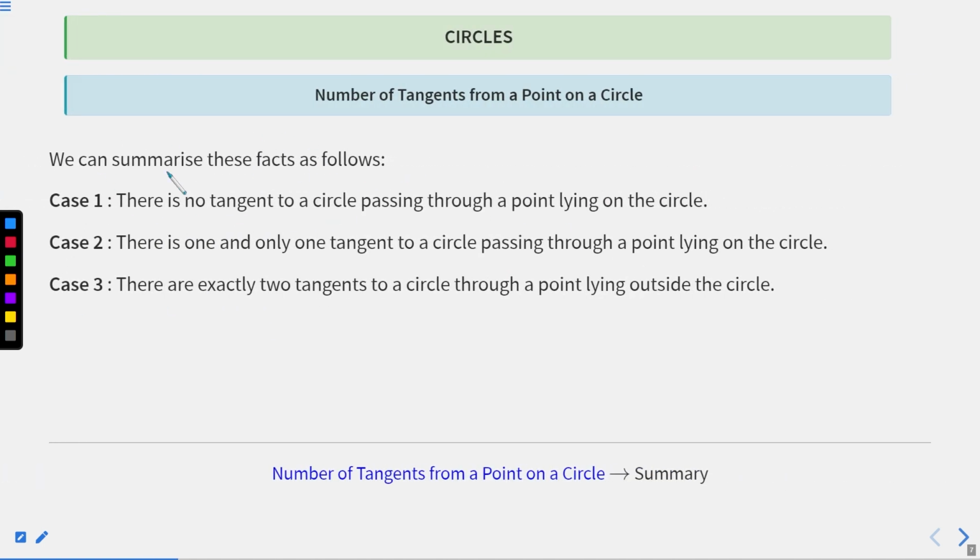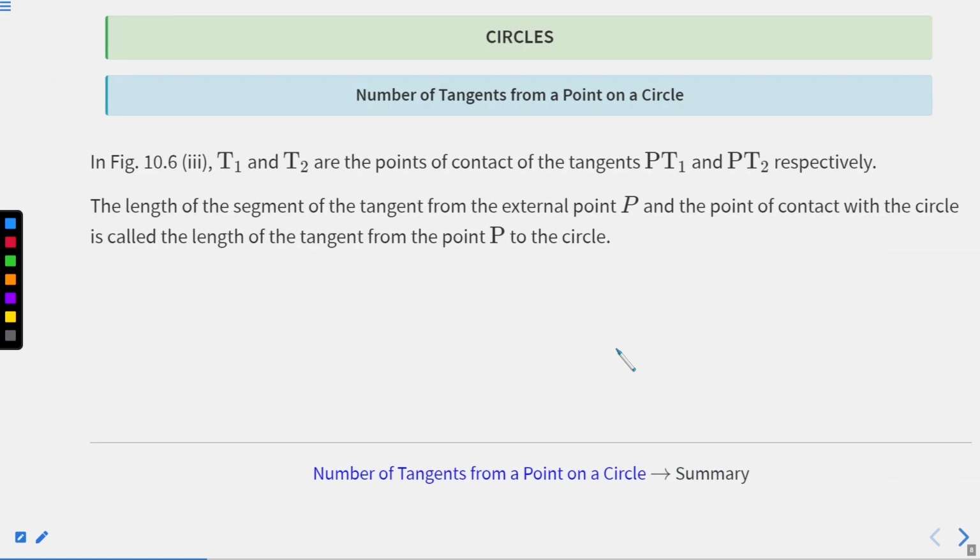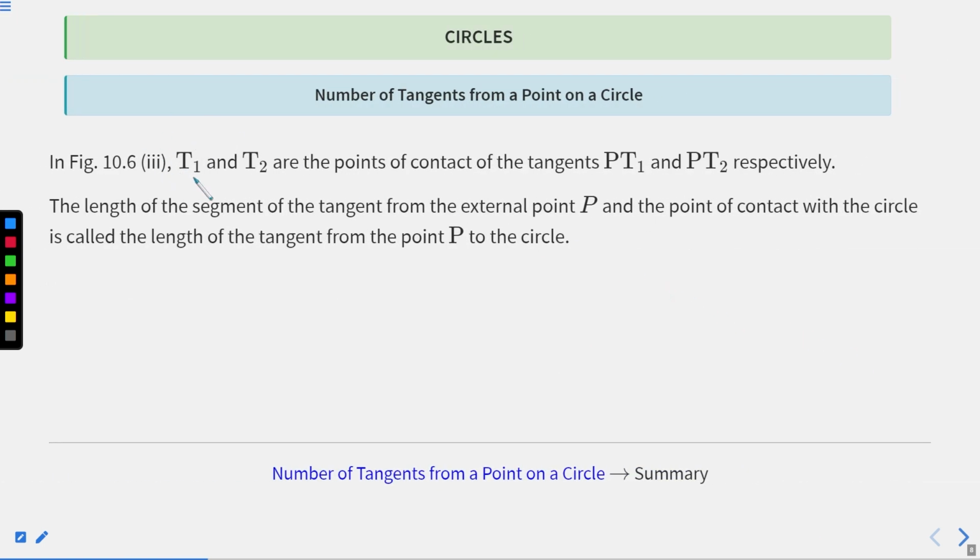So we can summarize this fact as follows. Case 1, there is no tangent to a circle passing through a point lying inside the circle. Case 2, there is one and only one tangent to a circle passing through a point lying on the circle. And in case 3, there are exactly two tangents to a circle through a point lying outside the circle.